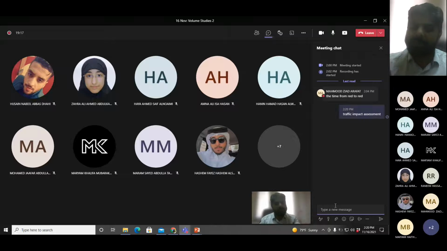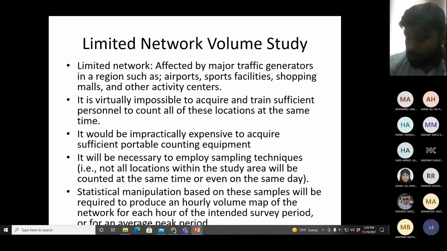So limited network study is a part of traffic impact statement, traffic impact assessment study. Because in traffic impact assessment you do other things as well, but limited network study is a part of it. So the main idea is to see the impact of a facility on the surrounding roads. Okay.